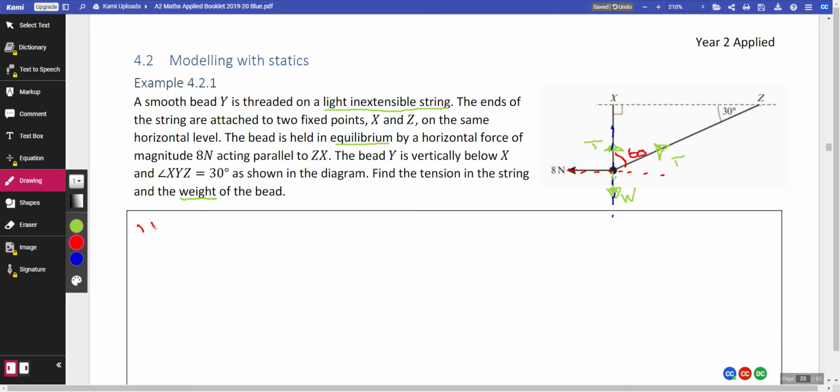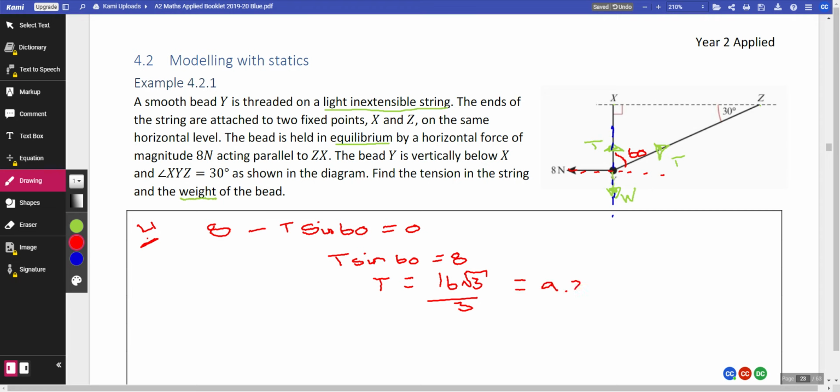So looking horizontally to start off with. We've got 8 going in one direction. T is acting in the other direction, so it will be T sin 60. And that is equal to 0 because it's in equilibrium. So from there, we can solve this for T. And we get T is equal to 16 root 3 over 3 to be exact, which is 9.24 newtons to 3 significant figures.